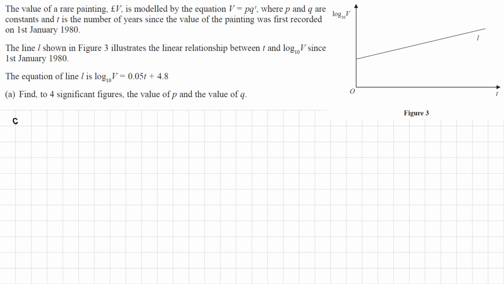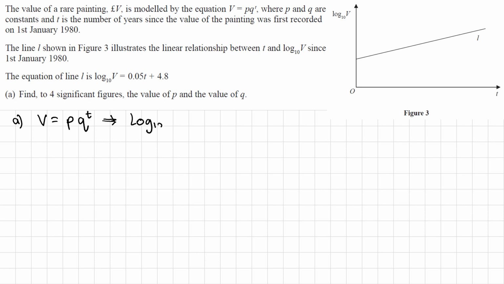So we'll start by writing down the equation that we've been given, which is V is equal to PQ to the power T. We're going to take logs of both sides of that equation because we want to get to the form of the equation of the line that we've been given and then match things up. So we're going to do log to the base 10 of both sides.